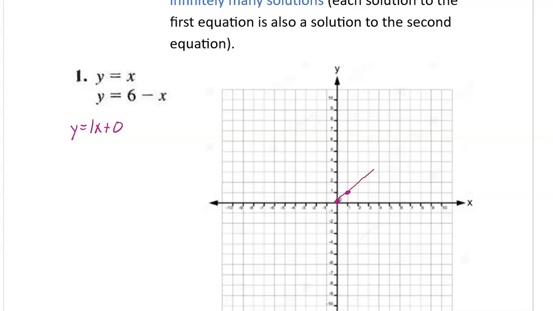Make sure you're using a ruler to get it perfect. If you want to find where two lines cross each other, I'm sure it makes sense to you. You have to draw it perfectly, or the spot where they cross will not be in the correct location.